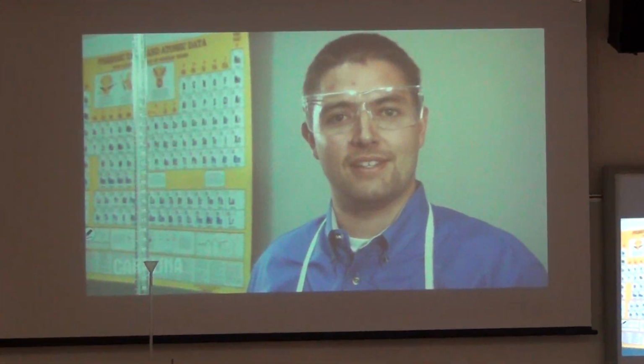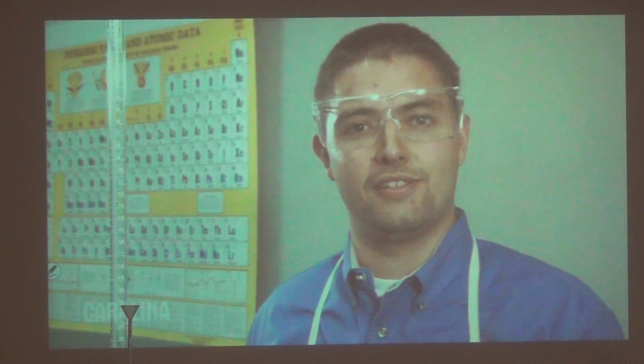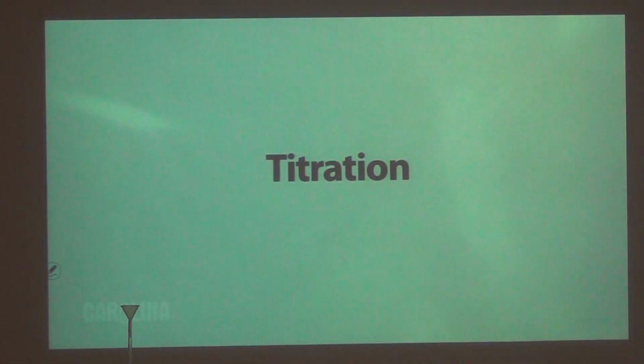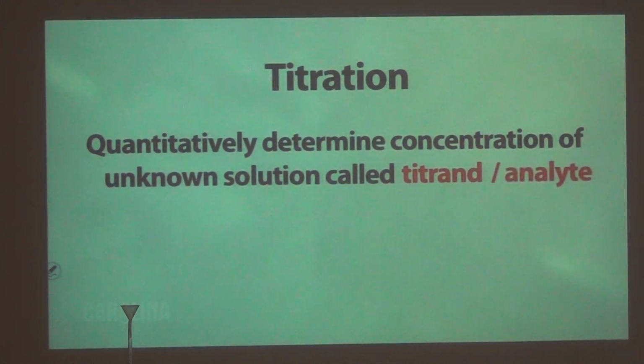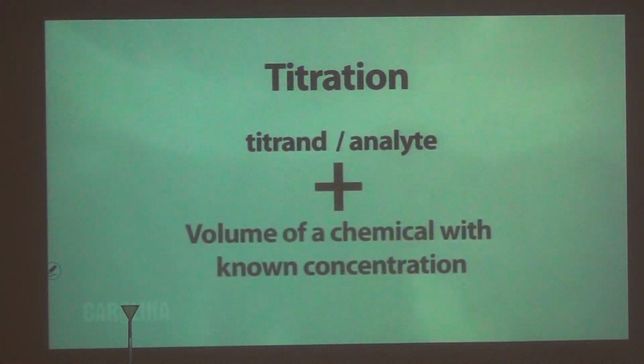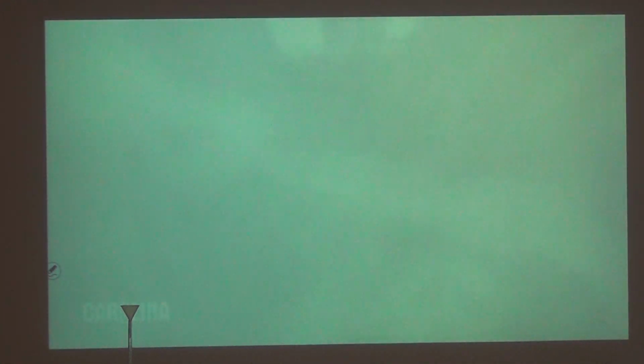Today, we will be discussing the proper titration technique using the complete single Buret assembly kit available from Carolina Biological Supply Company. This is the first in a two-part video series on titration. The purpose of a titration is to quantitatively determine the concentration of an unknown solution, commonly called the analyte, by adding a volume of a chemical with a known concentration called the titrant. And that'll be our sodium hydroxide. To mark the endpoint of a titration, an indicator is added to the analyte.